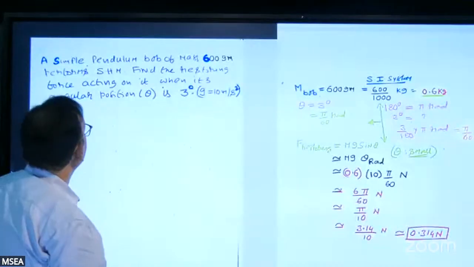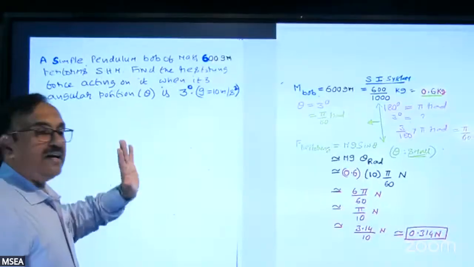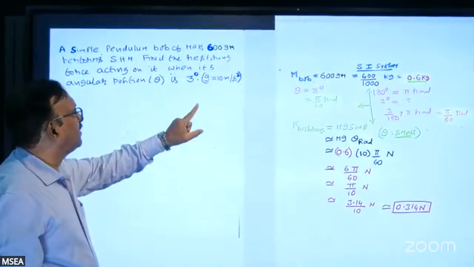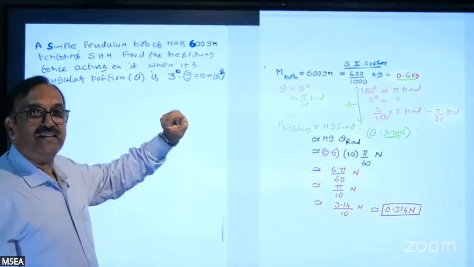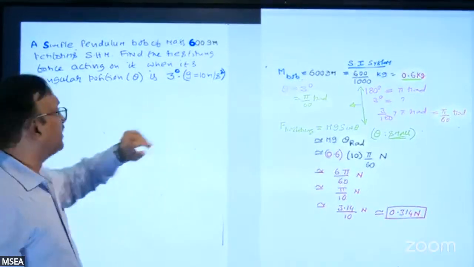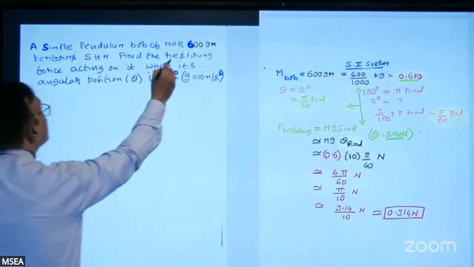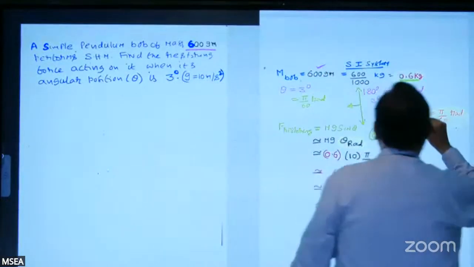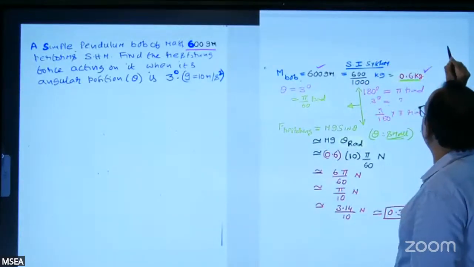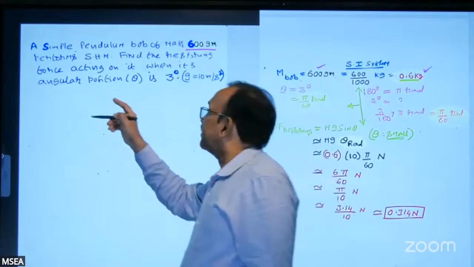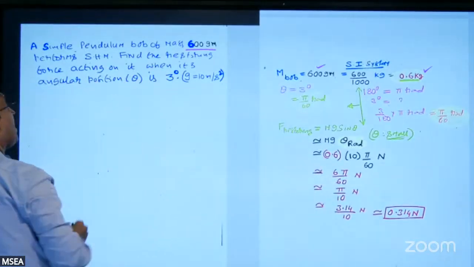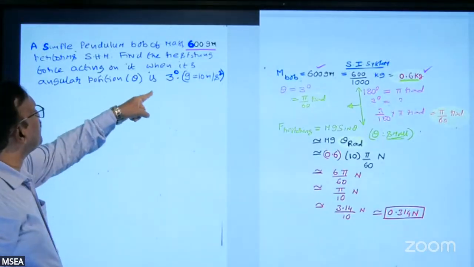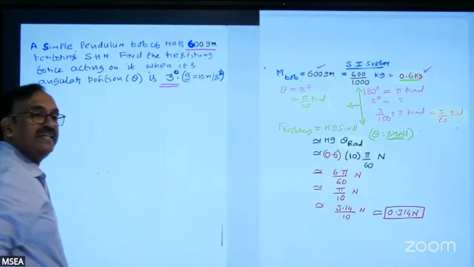The next thing. Generally, about this particular question, which appeared nearly 9-10 years back, the students went wrong with one small point, the point I want to emphasize. A simple pendulum bob of mass 600 grams. You are doing everything in the SI system, so convert grams into kilograms: 0.6 kilogram. The bob is performing SHM. I want to know what is the restoring force acting on the bob when its angular position is 3 degrees.